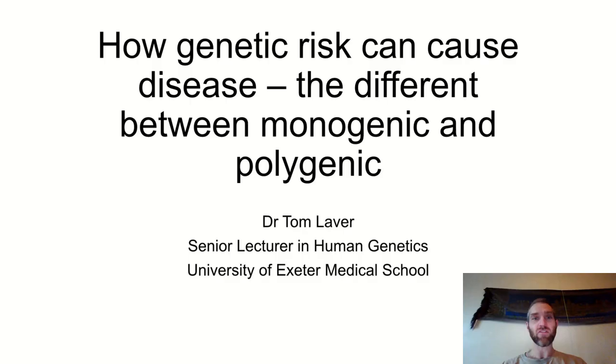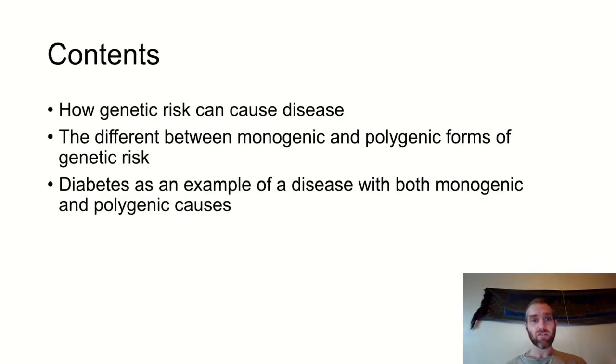I've been asked to record this video to talk about how genetic risk can cause different forms of disease, and specifically what the difference between monogenic and polygenic risk factors are. So in this talk, I'm going to be talking about how genetic risk can cause disease in general, and again, specifically explaining what a monogenic risk factor is compared to a polygenic form of genetic risk. And I'm going to use diabetes as an example of a disease where you have both monogenic and polygenic forms of the disease.